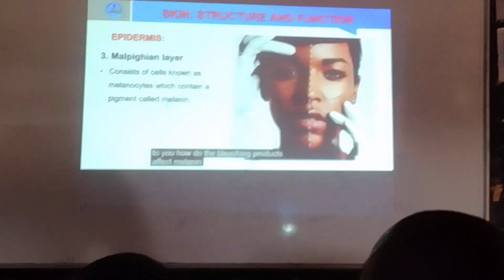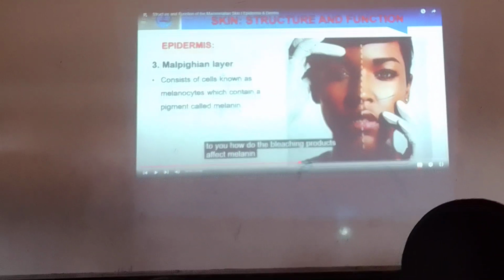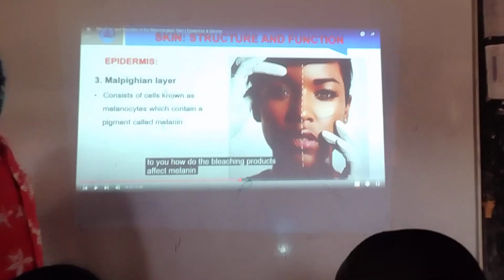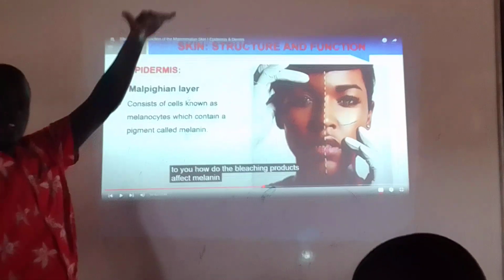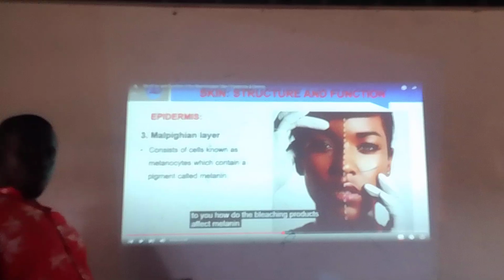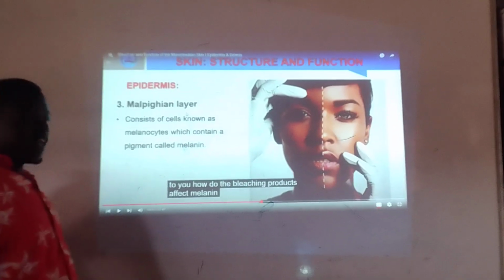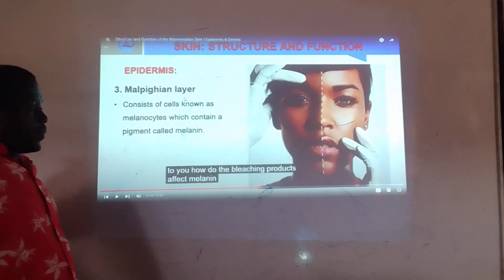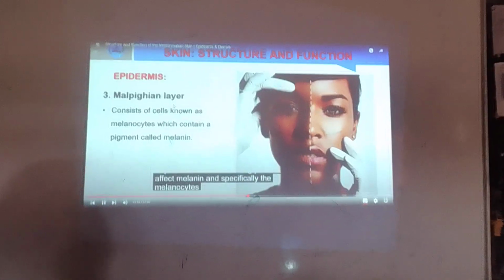How do the bleaching products affect melanin? The more melanin, the richer. That one looks good. There's this lady who normally walks, I don't know about beauty. Mrs. Omolo. Have you seen the way the melanin is concentrated? But the lady is black beauty, isn't it? Yes. So the more melanin, specifically the melanocytes. How do they work?